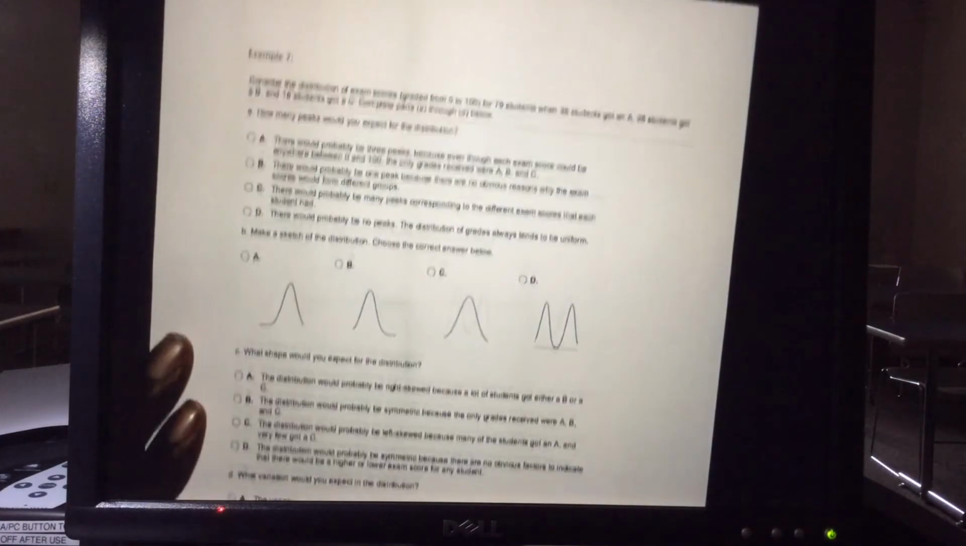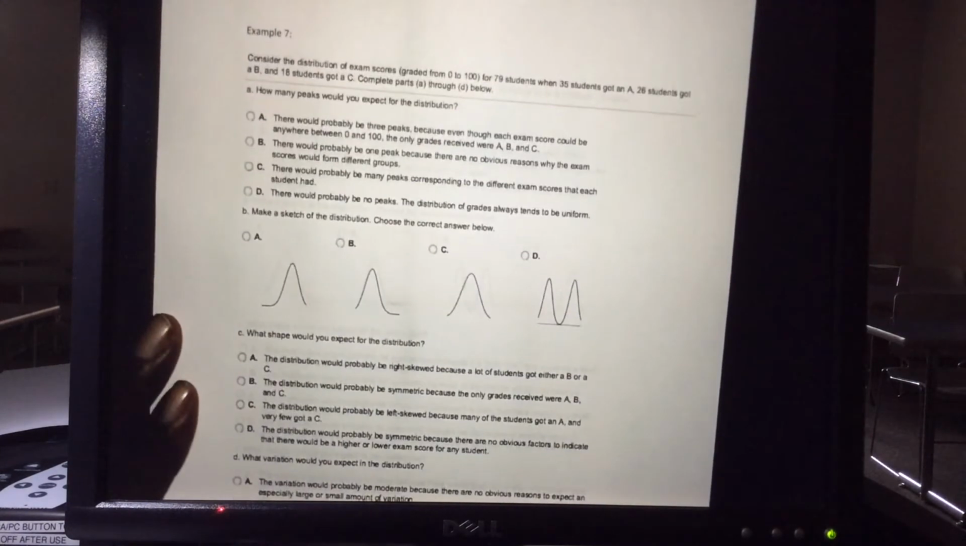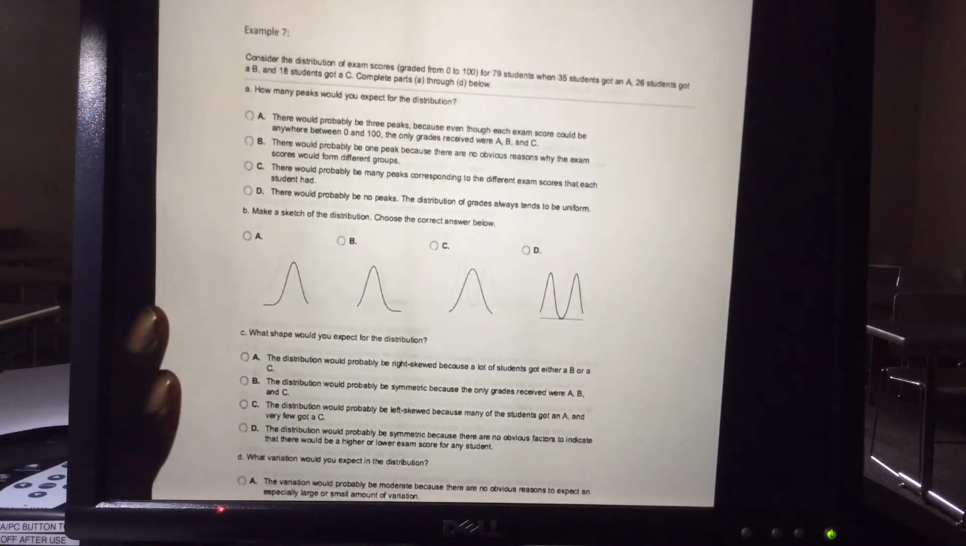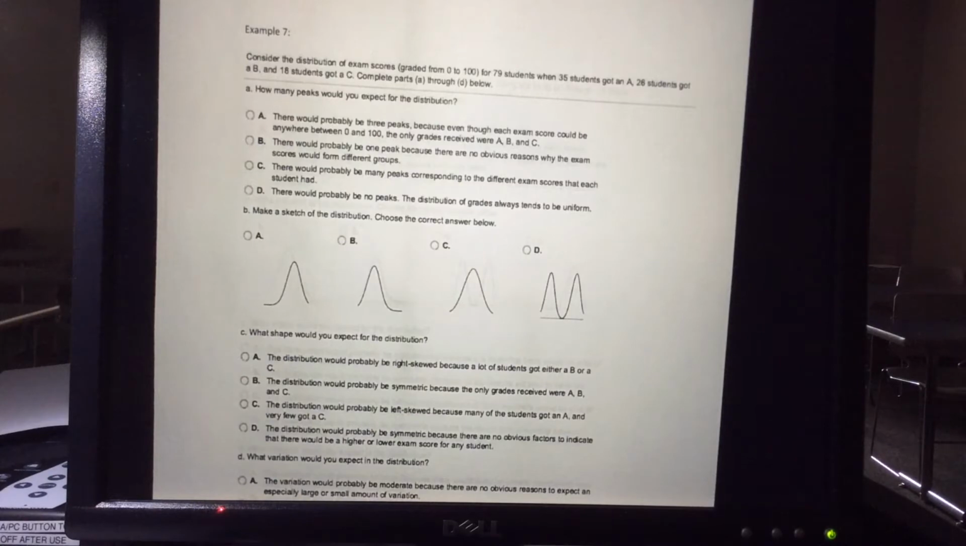Okay, now let's look at this example. Consider the distribution of exam scores, graded from 0 to 100, for 79 students, where 35 students got an A, 26 students got a B, 18 students got a C. Complete parts A through D below. Now in this case here, how many peaks would you expect from the distribution?